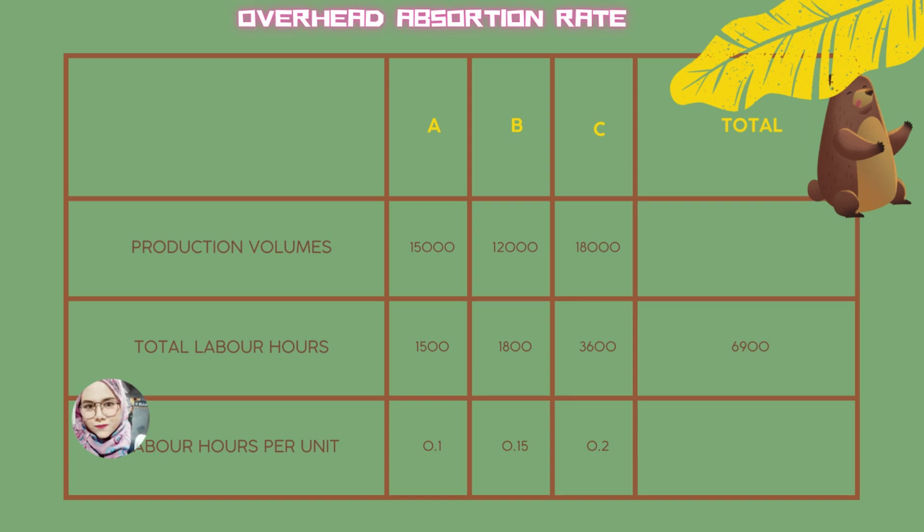How about labor hours per unit? For product A, 0.1. For product B, 0.15. For product C, 0.2. Total labor hours for product A are 1,500. For product B are 1,800. For product C are 3,600. So the total overall is 6,900.